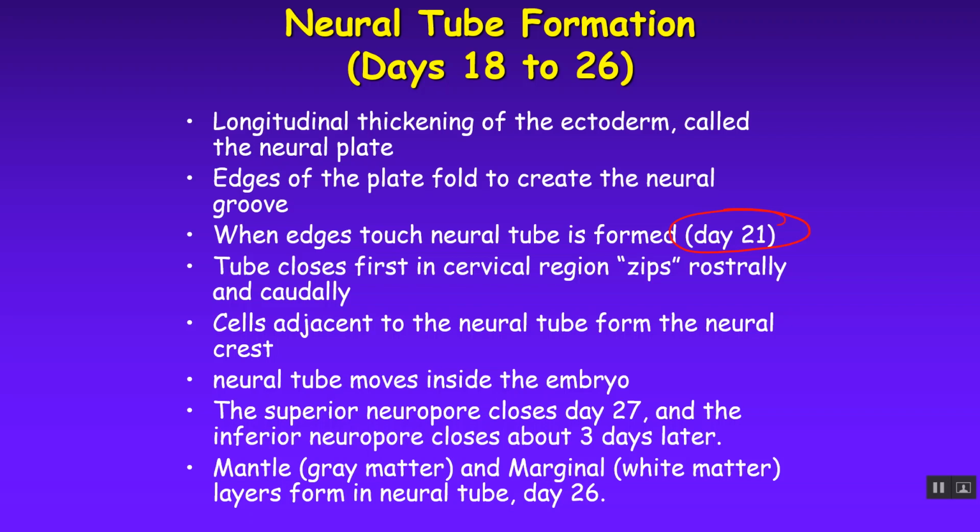So that first month, right around the end of the first month, is when those two neural pores close. And then eventually that neural tube differentiates into two layers: the mantle layer, which becomes the gray matter, and a marginal layer, which becomes the white matter.